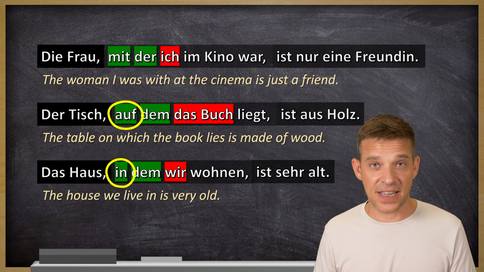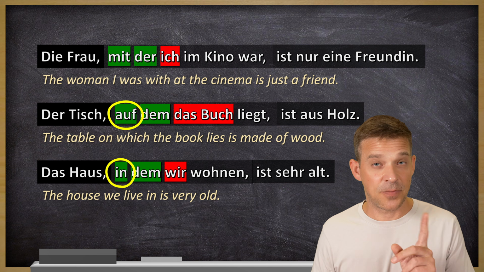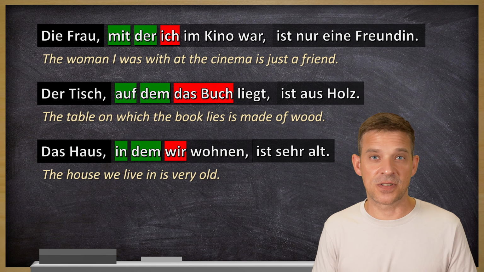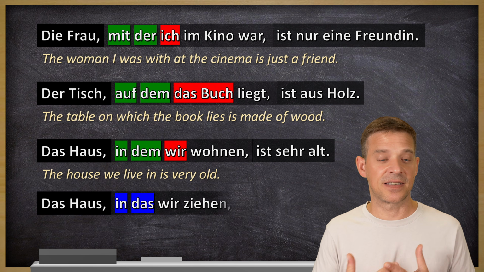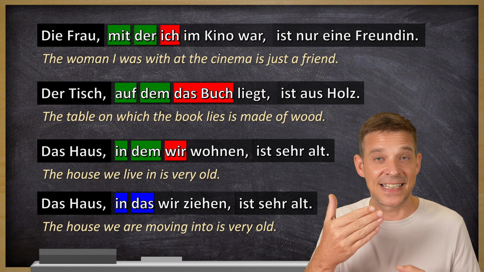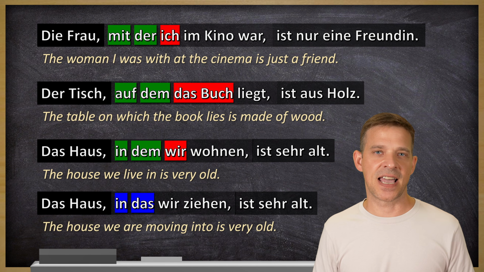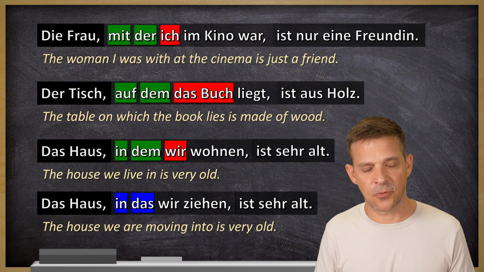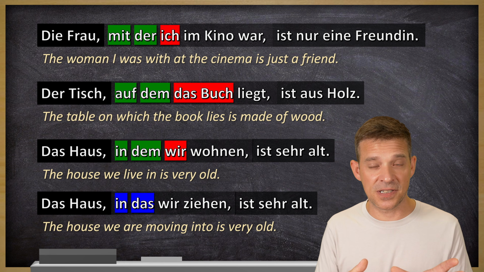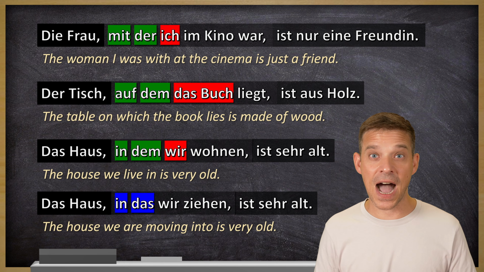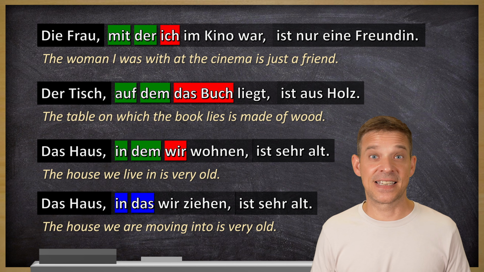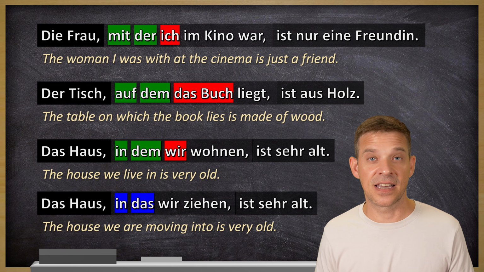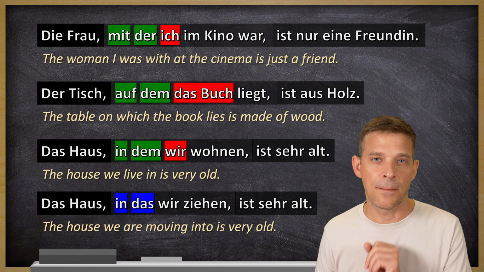So, these Wechselpräpositionen, they are here used in dative case. But of course, you can also use them in accusative. Like for example in this sentence. Das Haus, in das wir ziehen, ist sehr alt. Here we have in, eine Wechselpräposition used in accusative. Why? Because ziehen, this verb ziehen, is a movement from A to B.